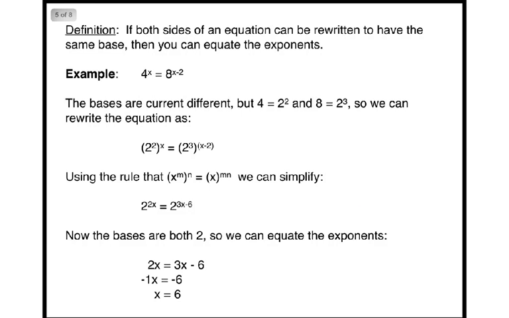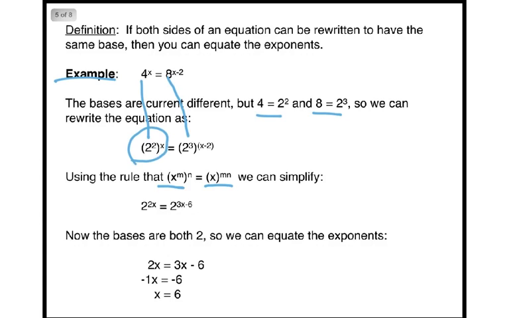Here's another definition. If both sides of an equation can be rewritten to have the same base, then you can equate the exponents. For example, 4 to the power of x equals 8 to the power of x minus 2. The bases are currently different, but remember that 4 is equal to 2 squared and 8 is equal to 2 cubed. So we can rewrite the equation as 4 becomes 2 squared and 8 becomes 2 cubed. Now we can use the exponent rule that x to the power of m to the power of n is really x to the power of m times n, and we can simplify.